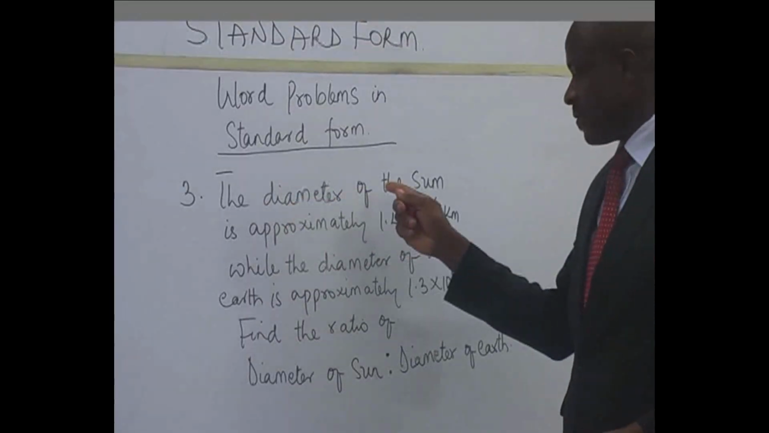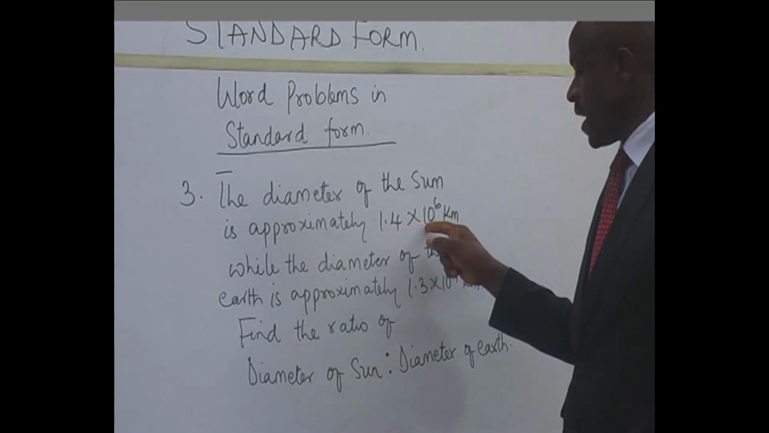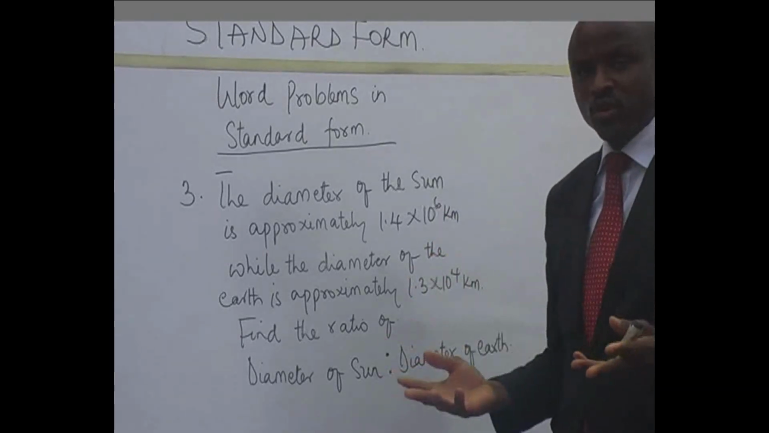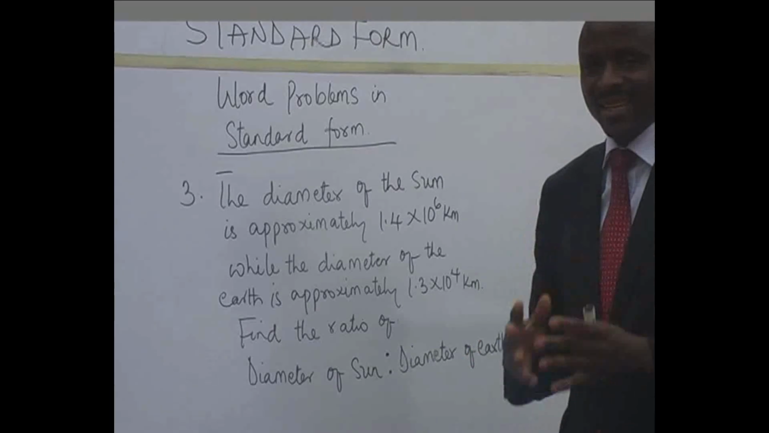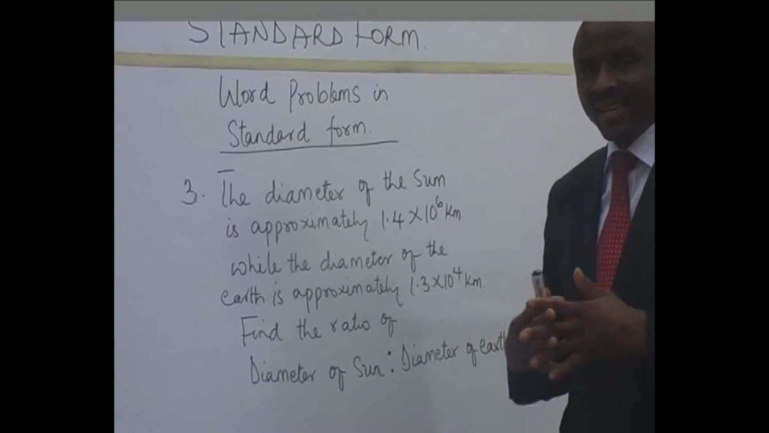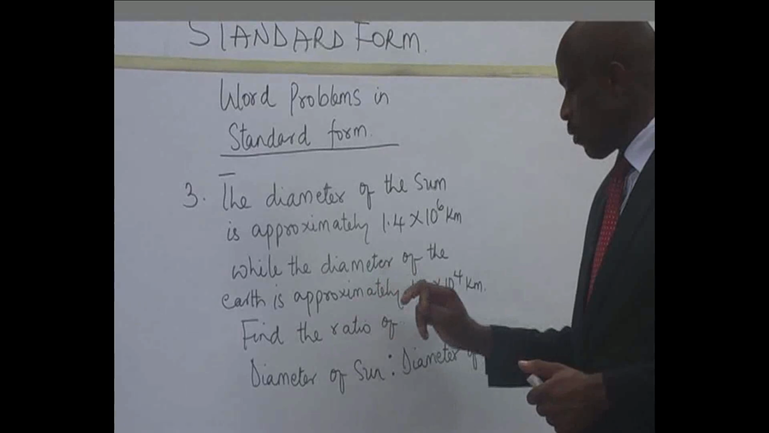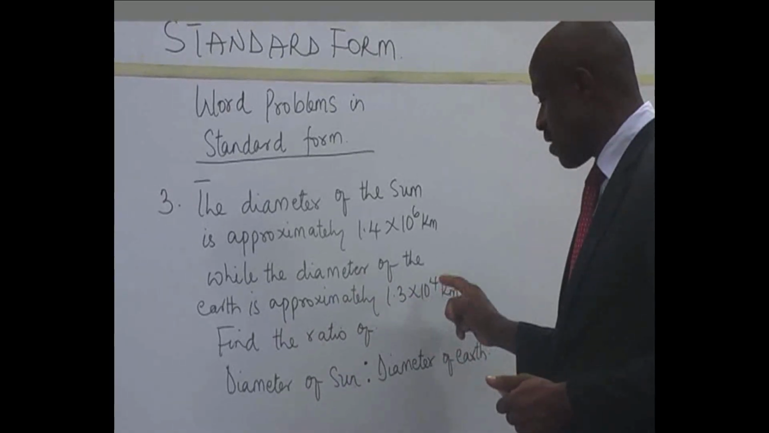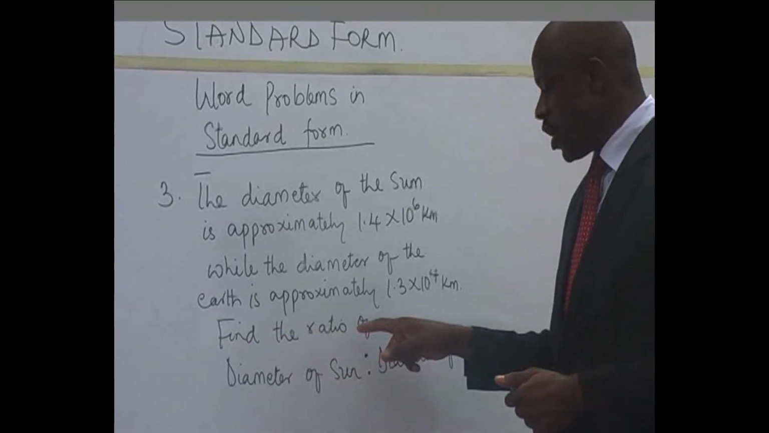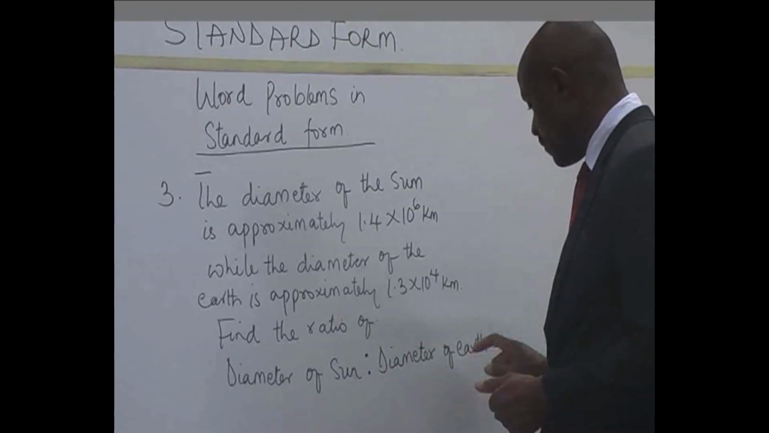The diameter of the sun is approximately 1.4 times 10 exponent 6 kilometers. It has been a thing of approximation. Nobody has really told us exactly what it is. It's only God that will tell us exactly what it is. While the diameter of the Earth is also approximately 1.3 times 10 exponent 4 kilometers. The question is now saying that we should find the ratio of the diameter of the Sun to the diameter of the Earth.